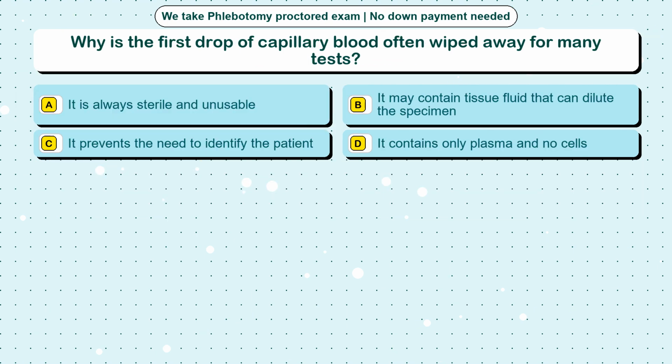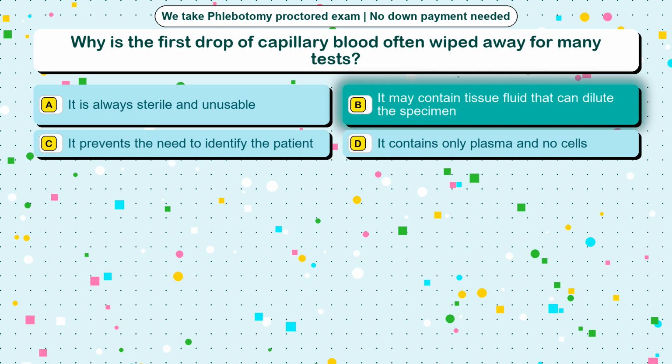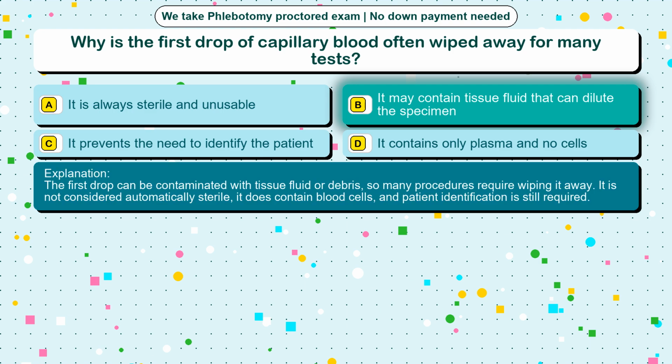Question 39. Why is the first drop of capillary blood often wiped away for many tests? Option A. It is always sterile and unusable. Option B. It may contain tissue fluid that can dilute the specimen. Option C. It prevents the need to identify the patient. Option D. It contains only plasma and no cells. The correct answer is option B. It may contain tissue fluid that can dilute the specimen. The first drop can be contaminated with tissue fluid or debris, so many procedures require wiping it away. It is not considered automatically sterile, it does contain blood cells, and patient identification is still required.